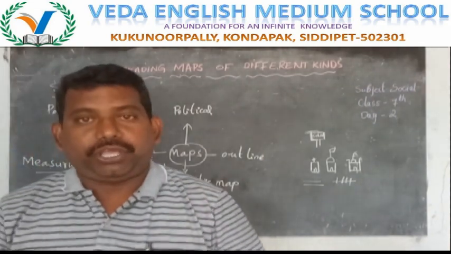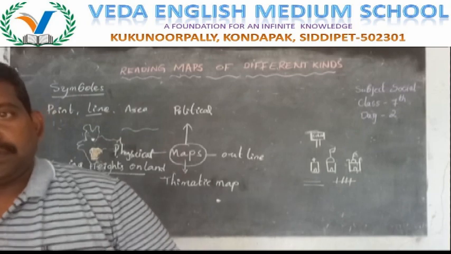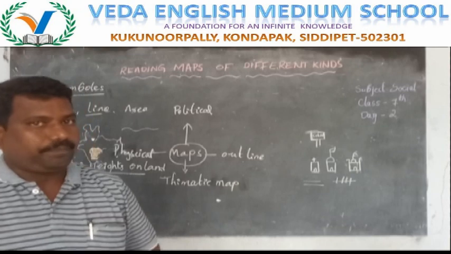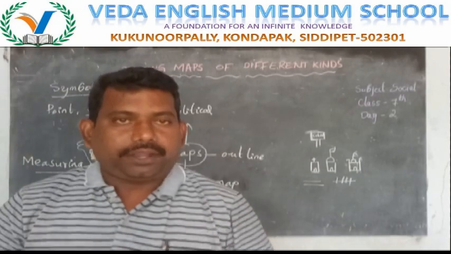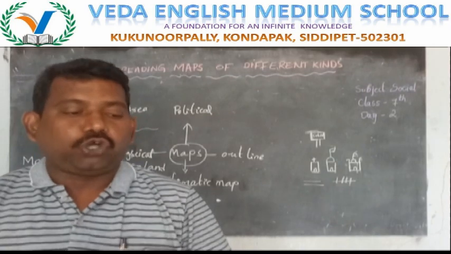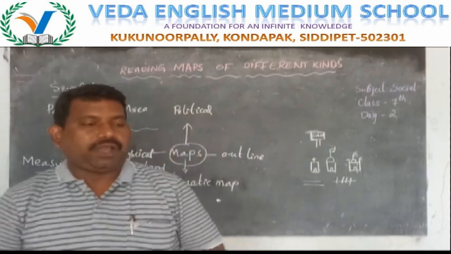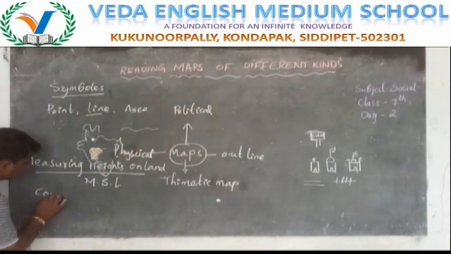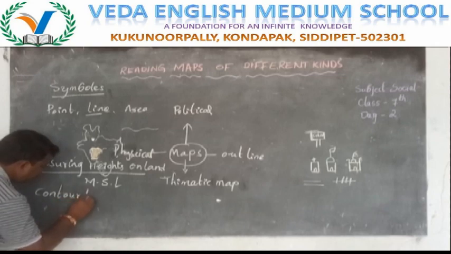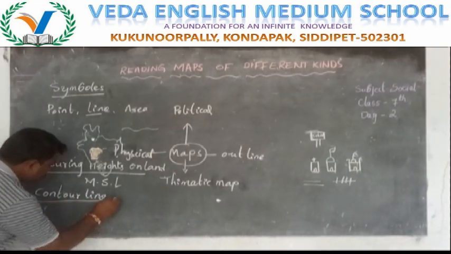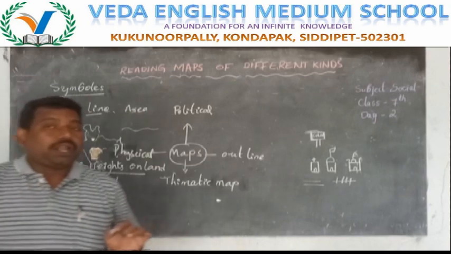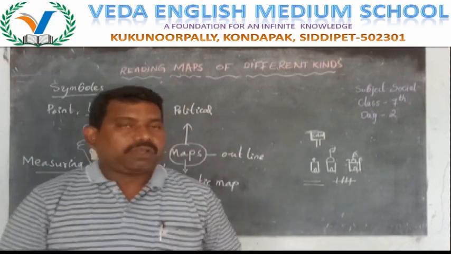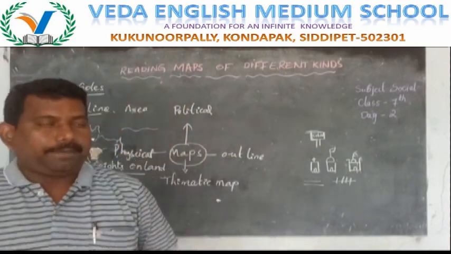Then we see about the contour line. What do you mean by the contour line? Contour line is the line joining the places with equal heights on the map. Contour line is a line joining the places with equal heights on the map.